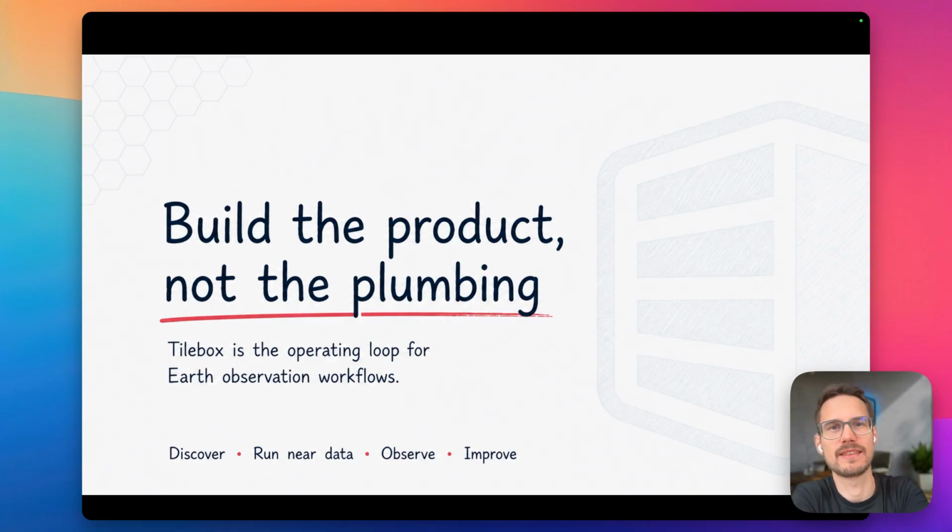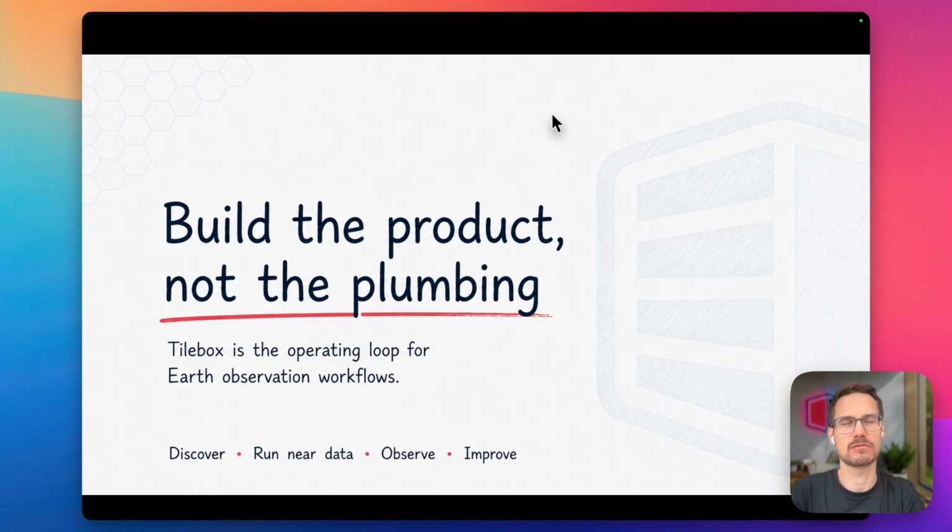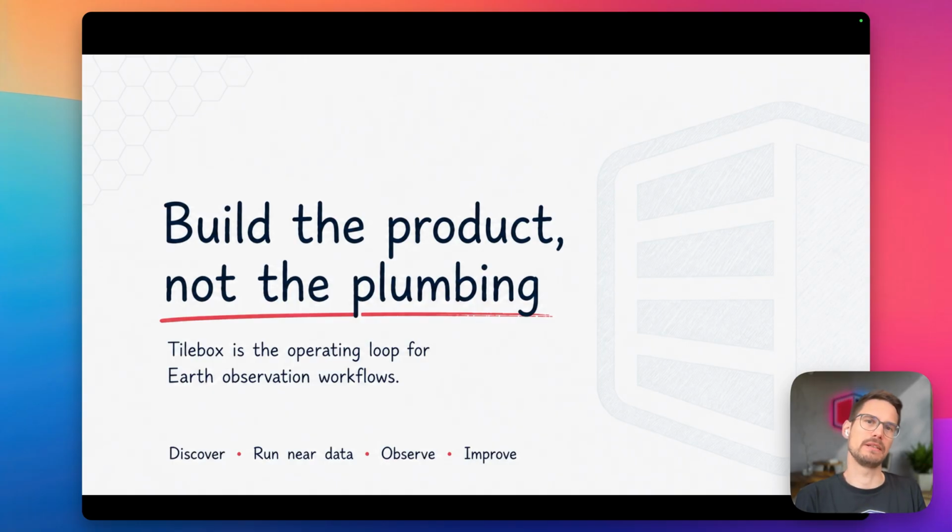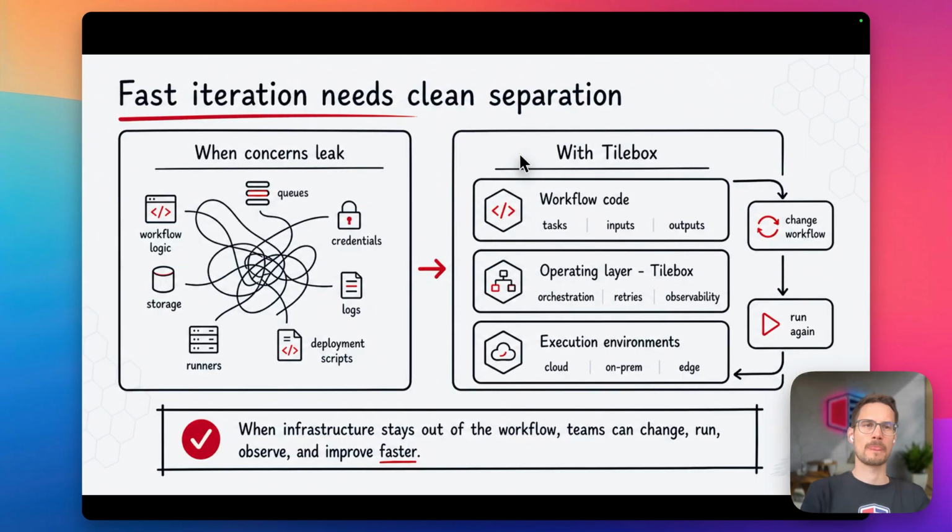But before they get there, they often spend months rebuilding the same operating layer: catalogs, queues, retries, credentials. They have to organize runners, set up logs. So, in this overview, I want to show you the practical loop that Tilebox gives you to find the data, run the workflow where the data already lives, see what happened, fix what needs change, run it again. That loop is the product.